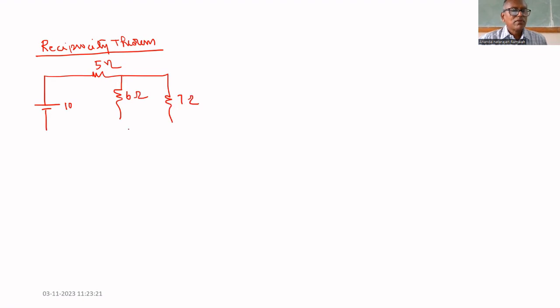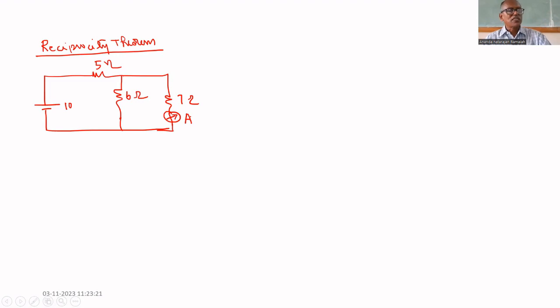Suppose I have a 10-volt source and 5 ohm, 6 ohm and 7 ohm resistors. This is the source. To measure current I am putting an ammeter here. Ammeter means response. Already I told you, current or voltage is called the response.